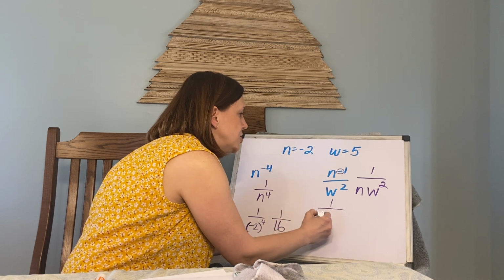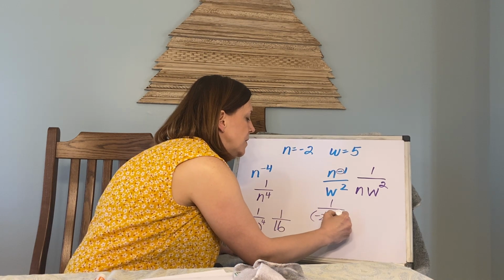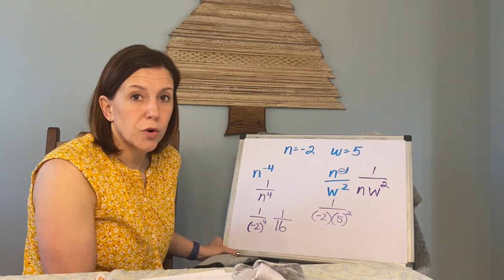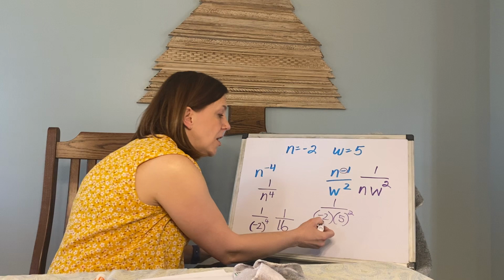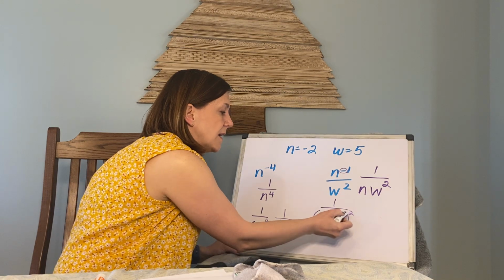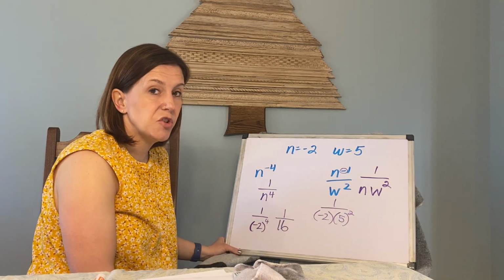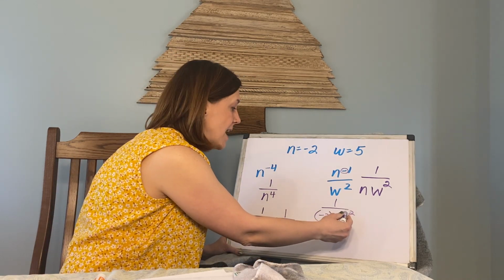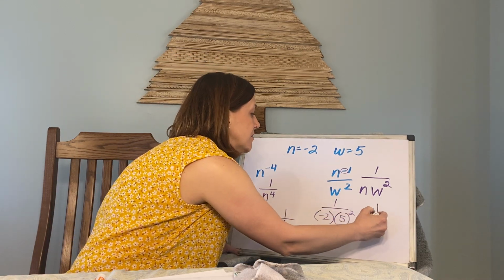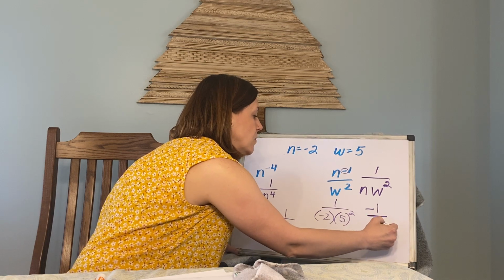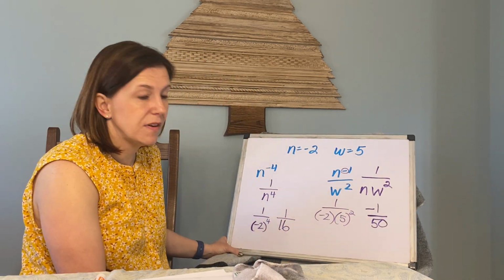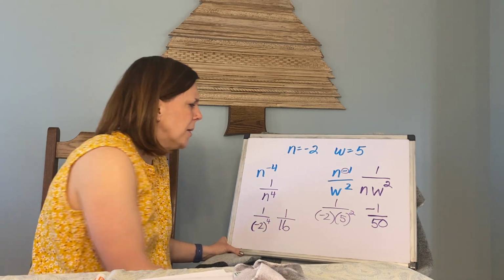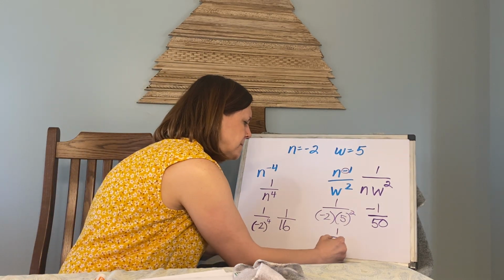N equals negative 2. W equals 5, and I'm squaring it. Remember your order of operations here. I do not multiply these together and then square it. I have to do my exponent first. 5 squared is 25 times negative 2. We get negative 1/50 in this problem. And you might say, well, wait a minute. My negative was on the bottom.